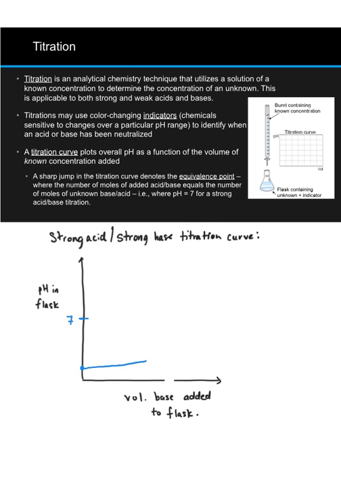Eventually, though, we react all of that H+ away, and our pH changes sharply. It rises to 7 and then quickly beyond. Eventually, this pH will level out as we add more and more hydroxide ions.